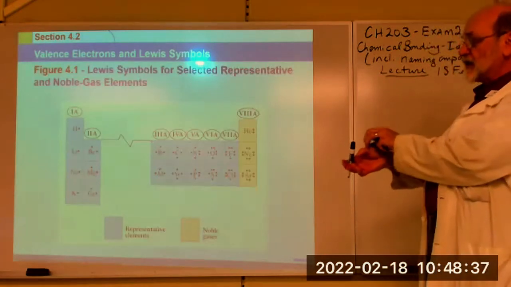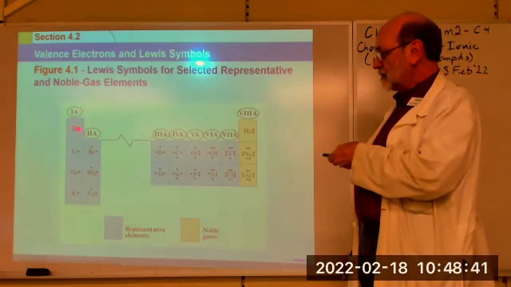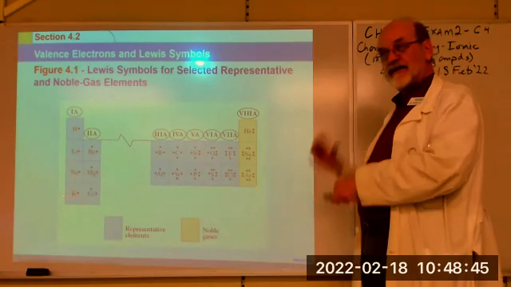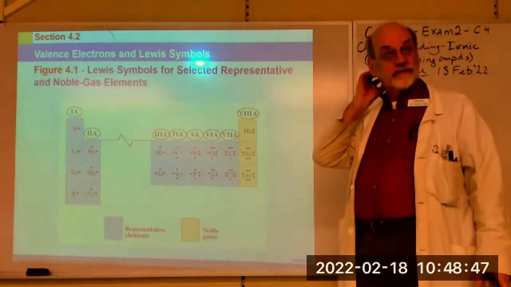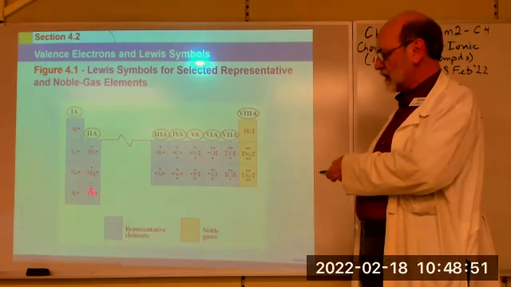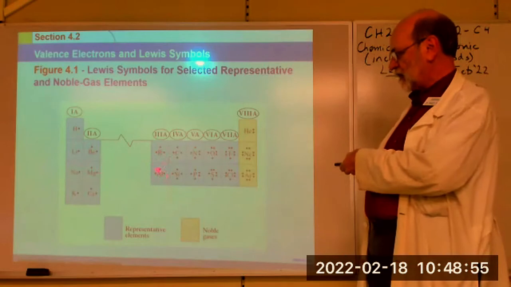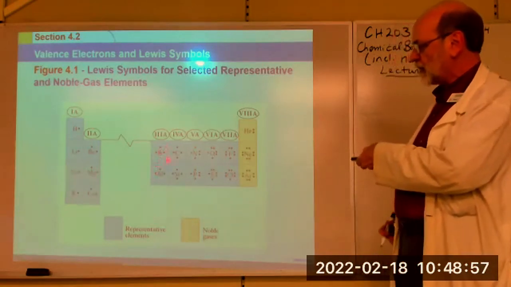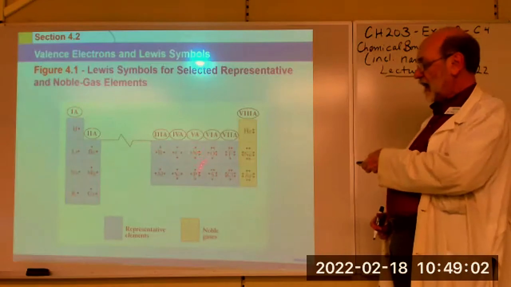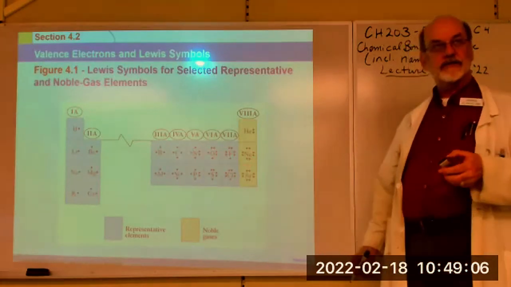And these are examples. Notice that all the alkali metals, including hydrogen, have one dot. They only have one valence electron. The alkaline earths have two valence electrons. Boron, aluminum, and that group have three, carbon has four, five, six for oxygen, seven for fluorine, and eight for the noble gases.